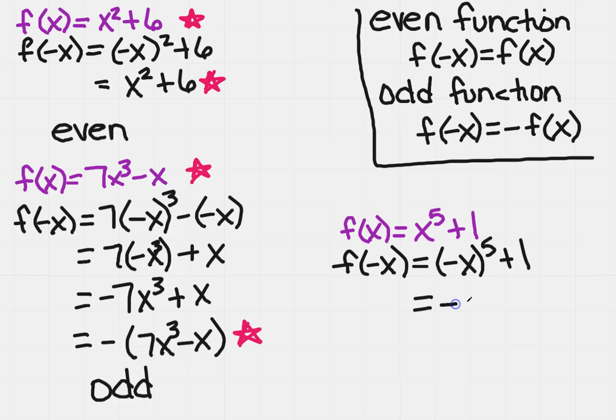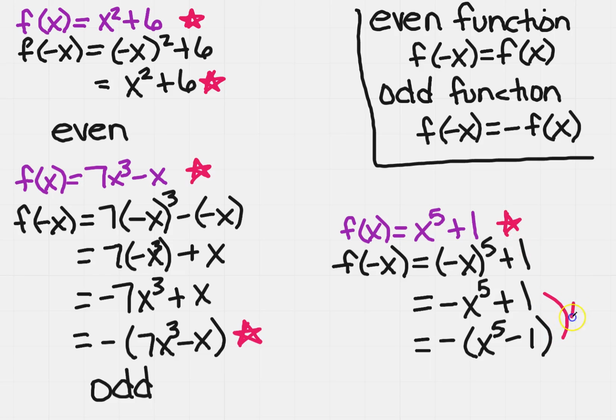And this time I get minus x to the 5th plus 1. Now, we can try factoring out a negative, but we notice that it doesn't really matter. When we compare the original with either one of these, we notice that it doesn't obey either the even rule or the odd rule. So if you guessed, you were correct. This is neither.